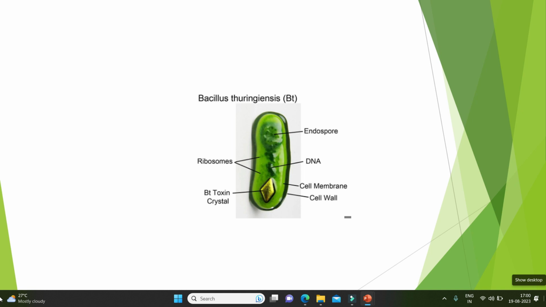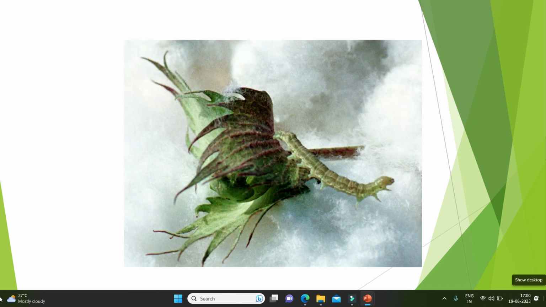Here you can see BT. It is a gram-positive bacterium where we have the ribosome, cell membrane, cell wall, DNA, and endospores. BT is considered safe for humans.